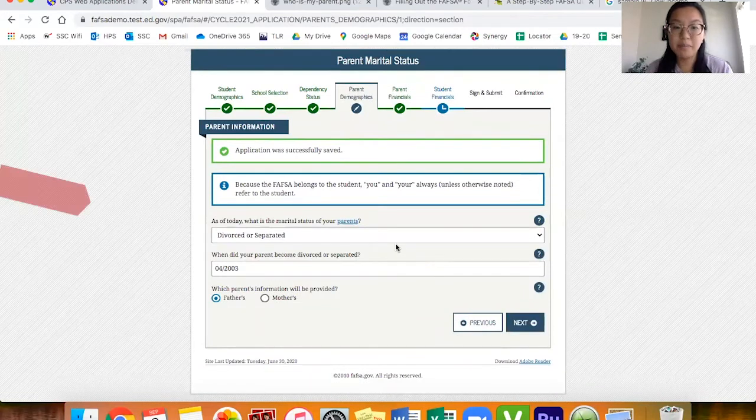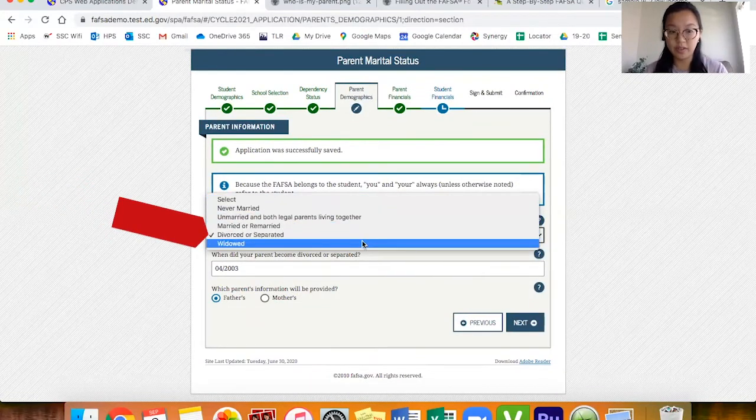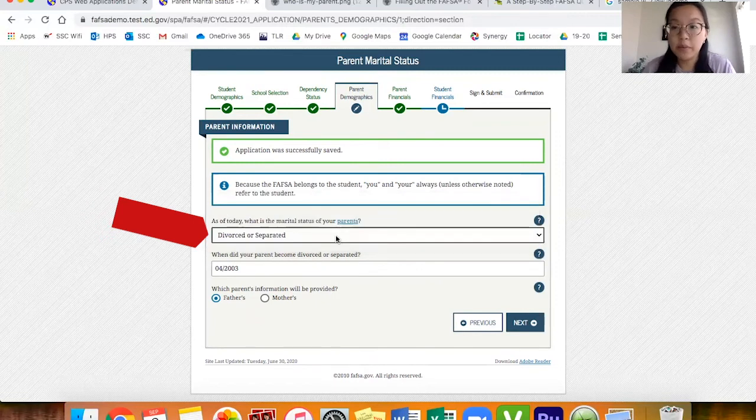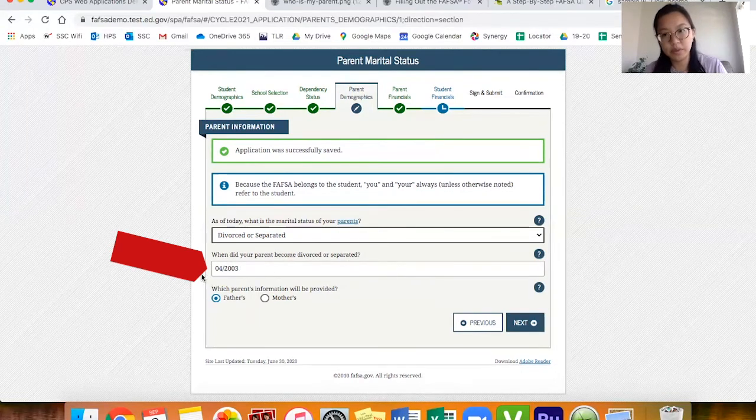As of today, what is the marital status of your parents? If we open up the drop-down list, that's everything that I just listed. I am just going to choose divorced or separated. If you choose divorced, remarried, or widowed, you're going to need to provide a date that that event happened. So for divorced, they're going to ask, when did your parent become divorced or separated? And I would put the date there.